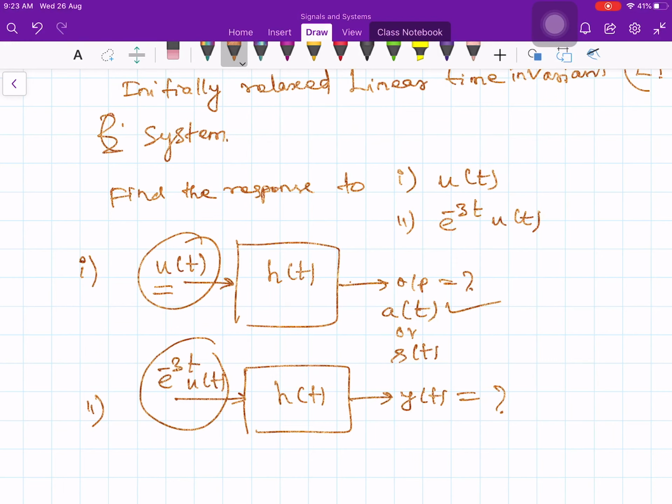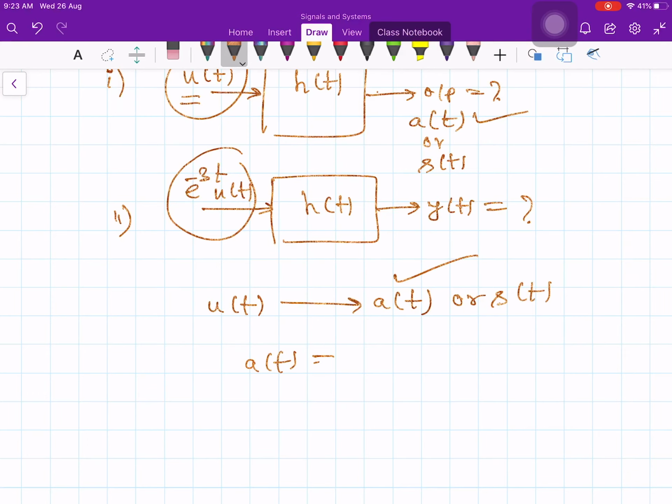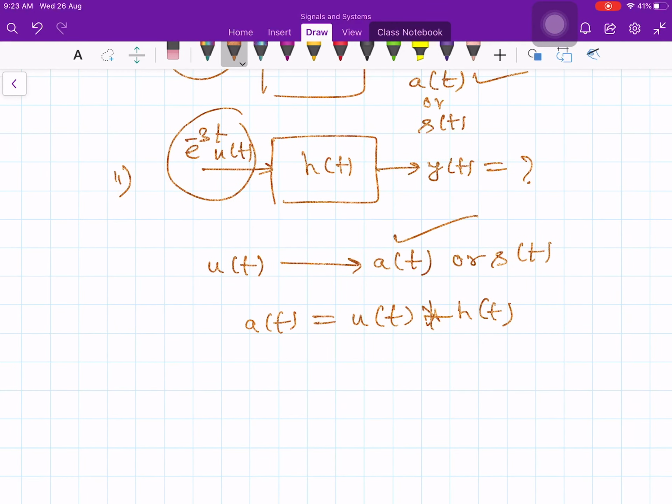Okay, so if you apply u of t, then it gives rise to a of t, or you can use the notation s of t also, no problem, but let us use a of t as the output. Therefore, a of t is equal to u of t convolved with the response h of t. Okay, if u of t gives rise to a response a of t, then a of t can be found out by convolving u of t with h of t.